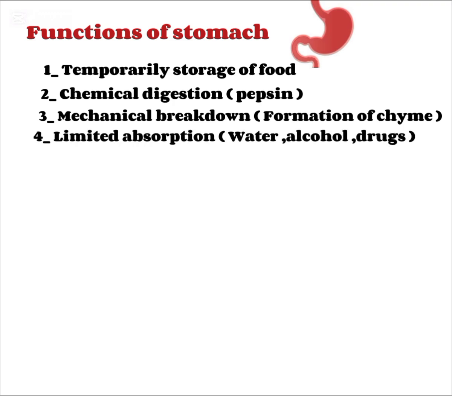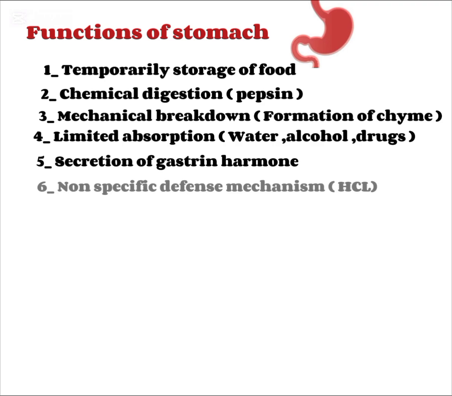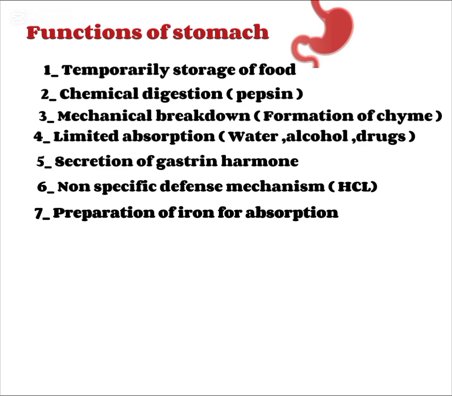Limited absorption of water, alcohol, and some drugs also occurs in the stomach. Stomach also secretes a hormone, that is gastrin, that stimulates the production of hydrochloric acid. It also provides the non-specific defense against microbes because of this hydrochloric acid. It also prepares the iron for absorption because acidity in the stomach solubilizes the iron salts that is essential for its absorption. Stomach also secretes intrinsic factor that is essential for the absorption of vitamin B12 in the ileum.